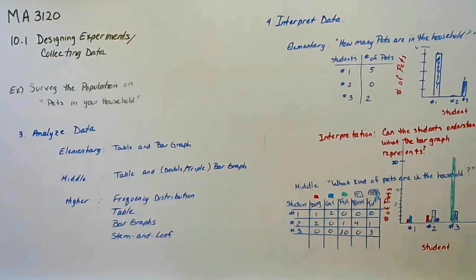So section 1 deals with the overall view of an experiment and how to collect data. The rest of the chapter will go through the interpretation, and we'll go through how to analyze it.